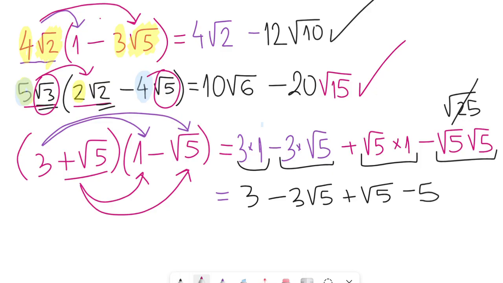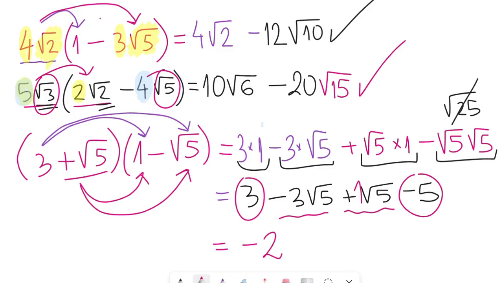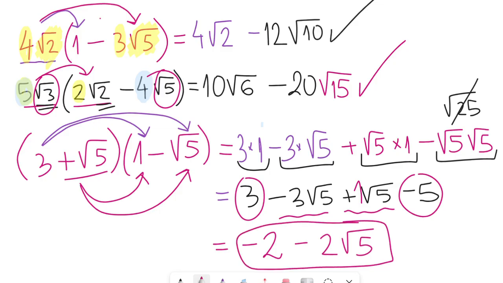Alright, now we just have to combine like terms. We have 3 and we have minus 5. 3 minus 5 is minus 2. Negative 3 radical 5 and positive 1 radical 5 is negative 2 radical 5. And with that, we are done with this question.